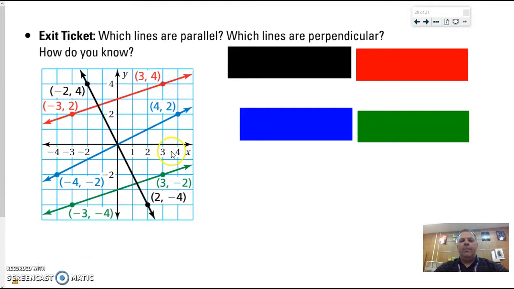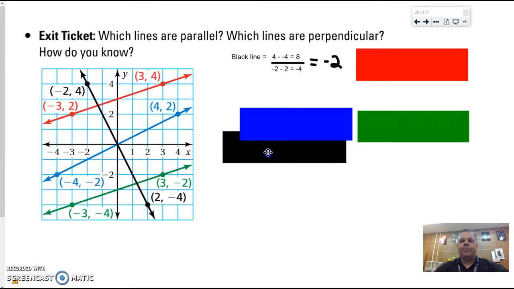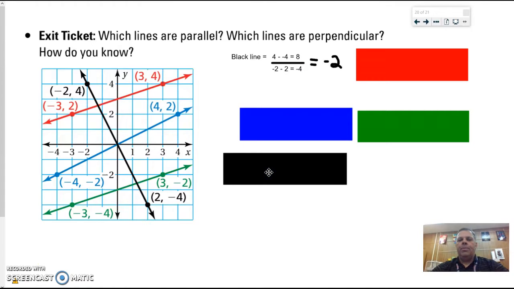In order to find the black line slope, we know that that slope is y2 minus y1 over x2 minus x1. We get 4 minus -4 equals 8. -2 minus 2 equals -4. 8 divided by -4 is -2. The slope of the black line is -2.